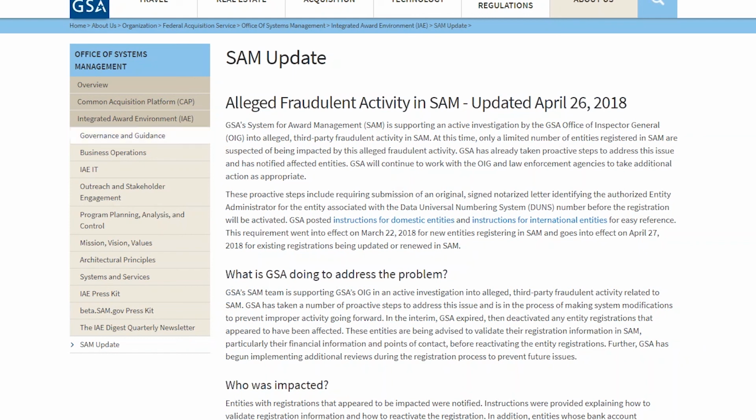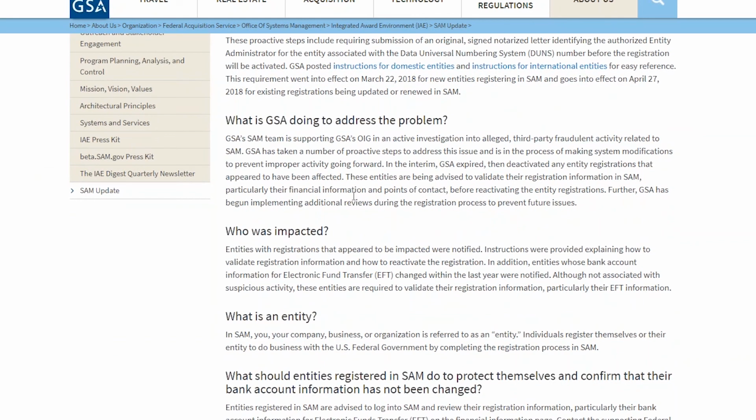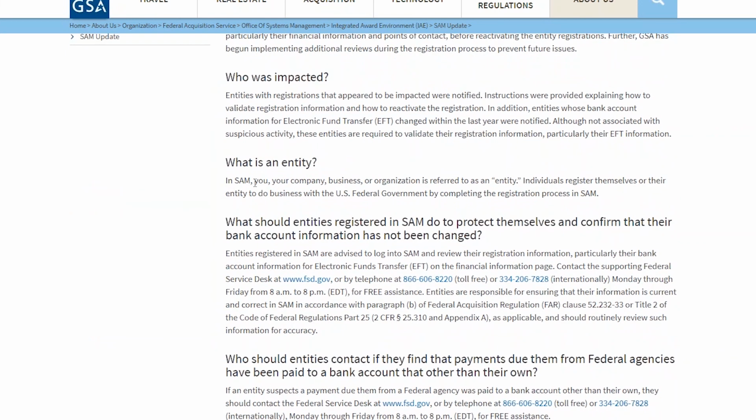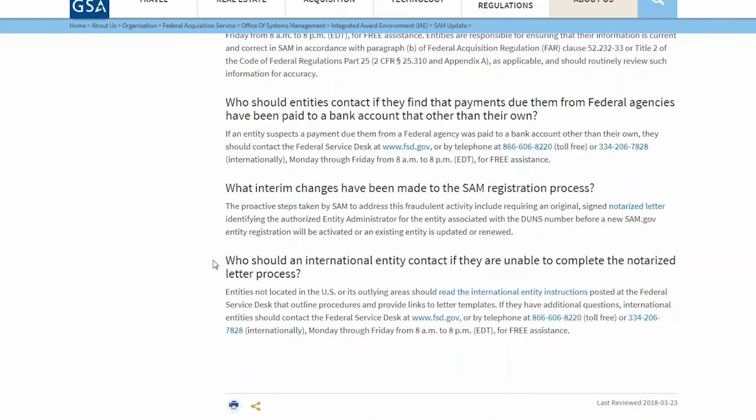It says they're addressing the problem. It says that very few entities were impacted. Explains what an entity is. What should entities registered in SAM do to protect themselves? Confirm that their bank account information has not been changed. Who should entities contact if they find that payments due to the federal government agencies have been paid to a bank account rather than their own? What are the interim changes? Who should an international entity contact in order to complete the notarized letter process, etc.